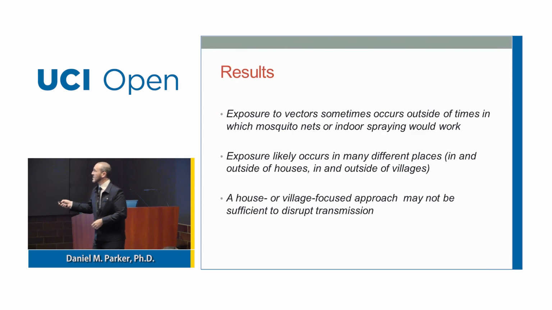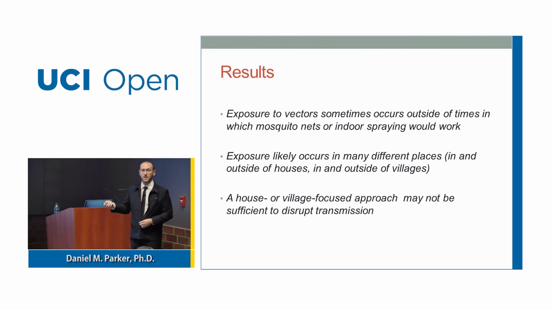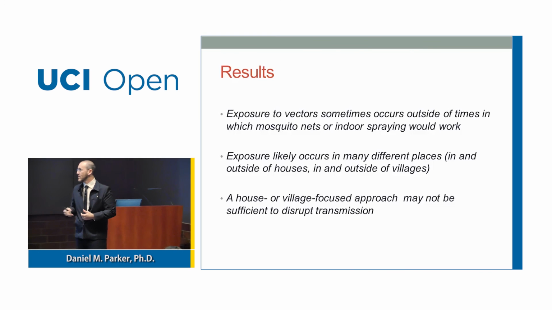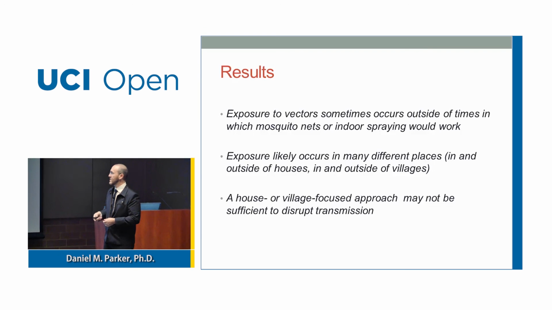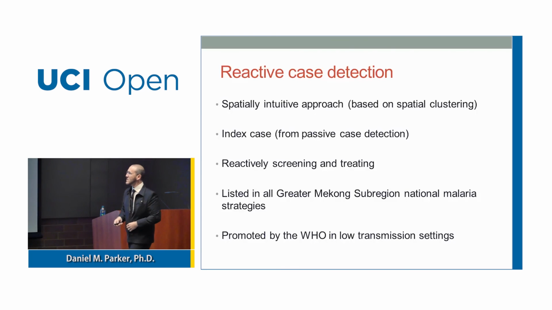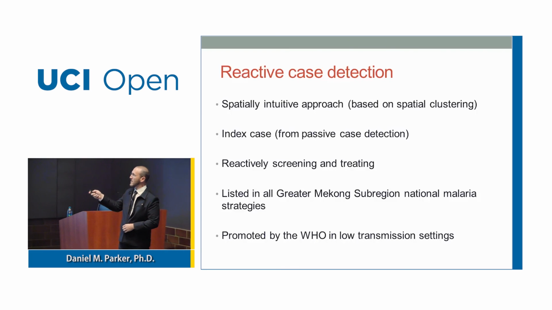What this means is exposure to vector sometimes occurs outside of times in mosquitoes when normal mosquito-based interventions would work, so mosquito nets and indoor spraying. Exposure also likely occurs in many places. That's indoors and outdoors, in the village, outside of the village. And this also means that a house or village-focused approach may not be sufficient to completely disrupt malaria transmission, at least in this area. The next topic, the next question, was about reactive case detection.